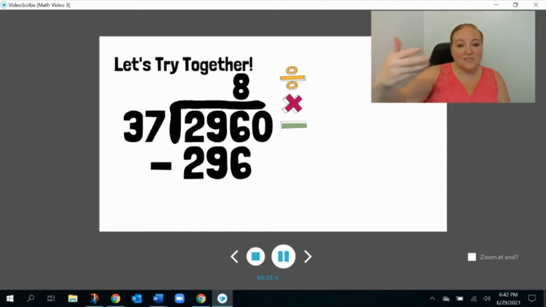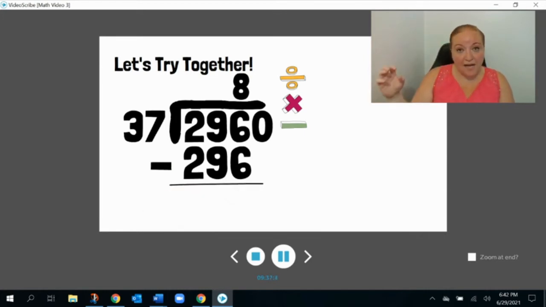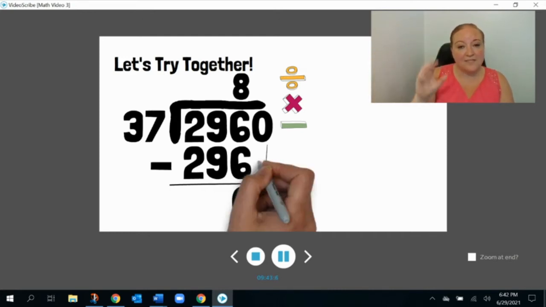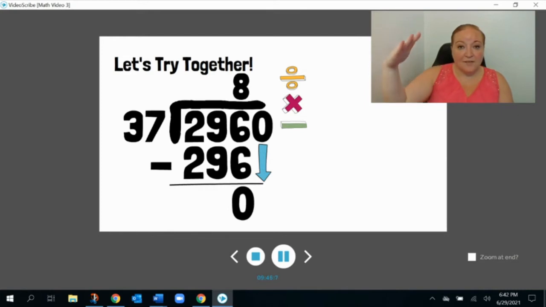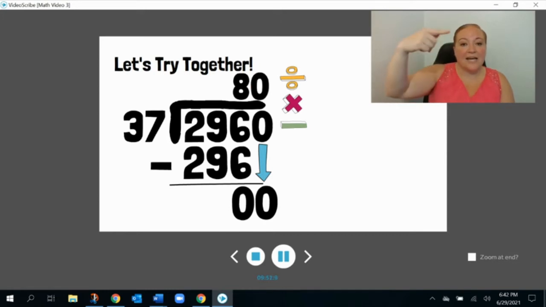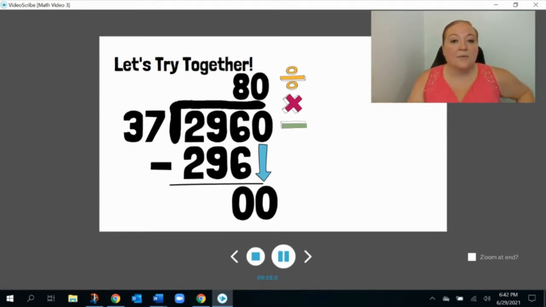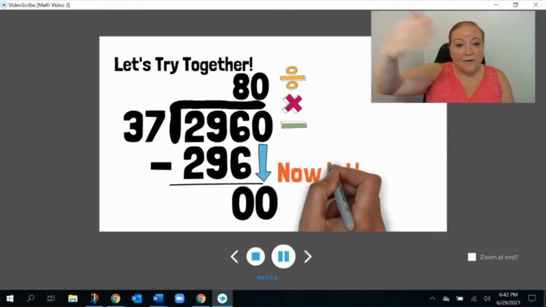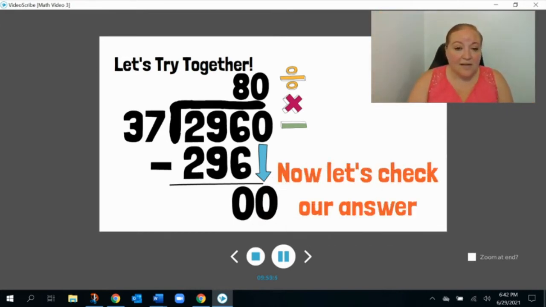So now we're going to use that and we're going to subtract 296 from that first part of the 2,960 and we have 0. Now we have to bring down the other 0 because the 0 is significant. Remember, it's in the place value of ones. So we need to add the 0 down there and now we have 80. So our answer is 80.